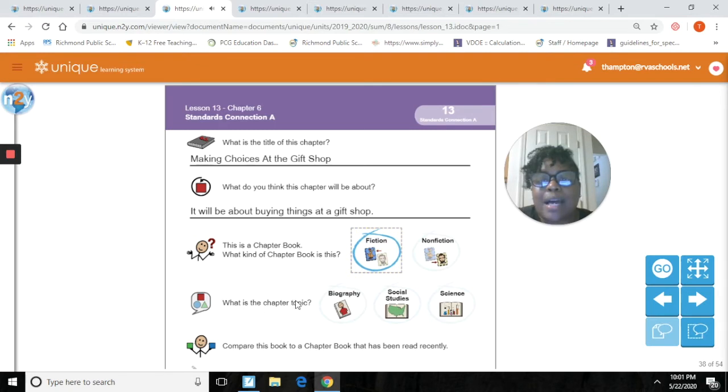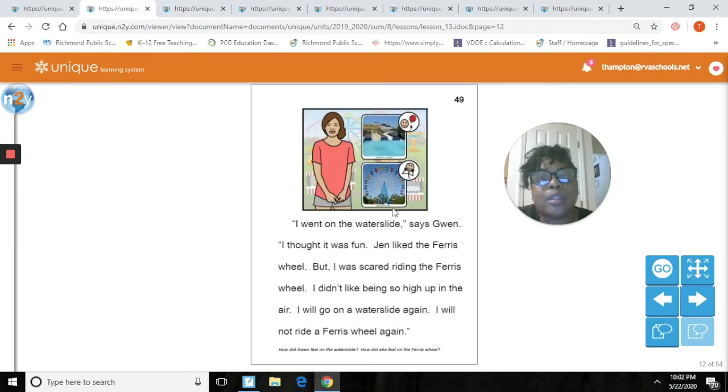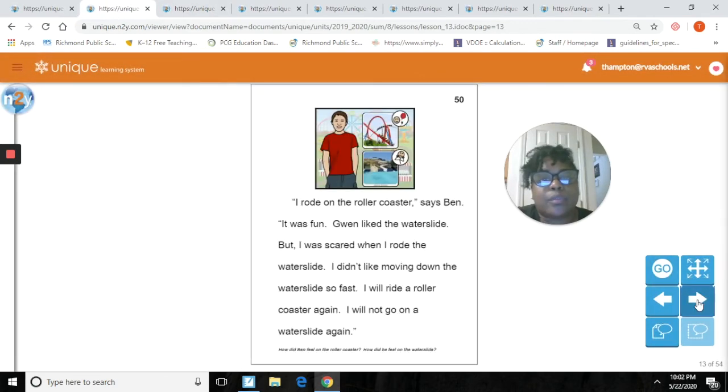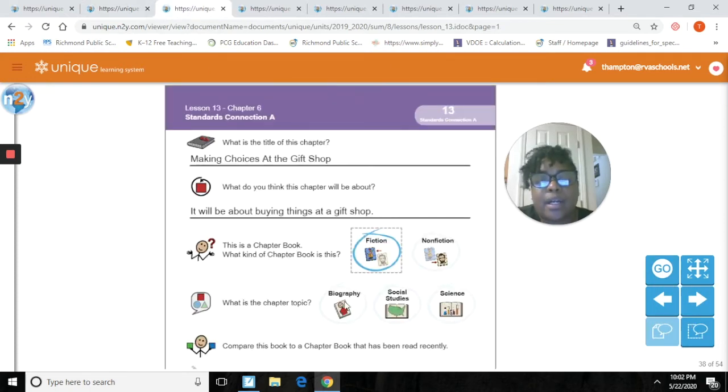All right, what is the chapter topic? Is it biography, social studies, or science? What do you think? It's all about buying things, right? Do we learn about buying things in science? So we know that it's not science. Is this book about one person? Because a biography is usually about one person. If we look, we see one person here, but we see another person here. So it's not about just one person. So this must be a book that's centered around social studies, because in social studies we learn about buying things.